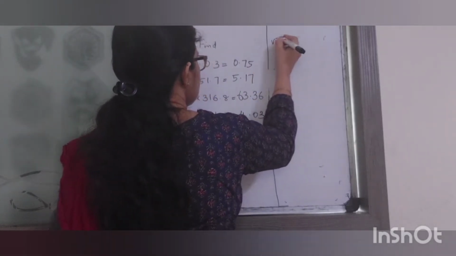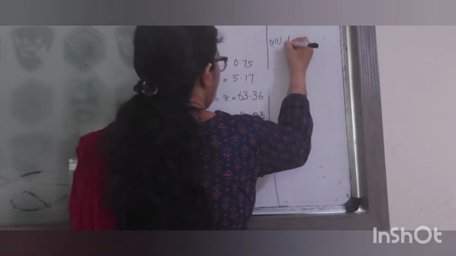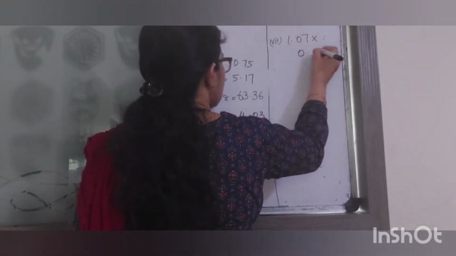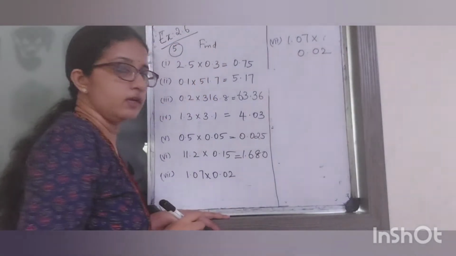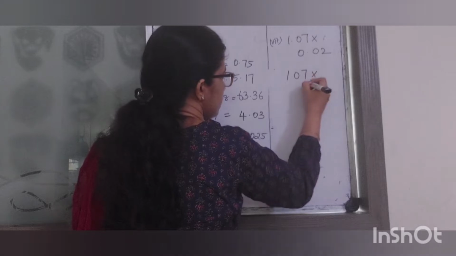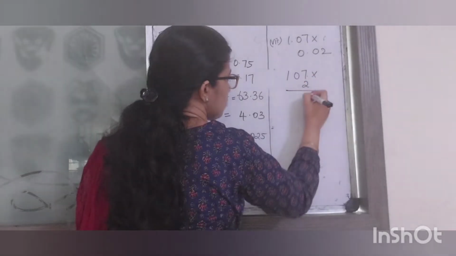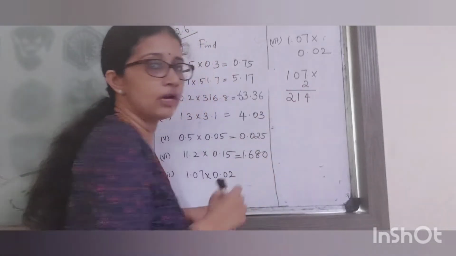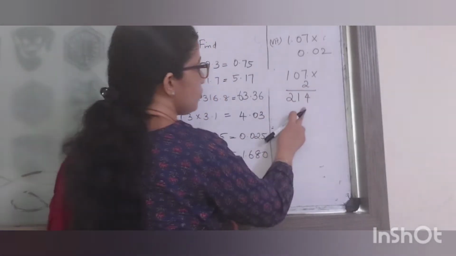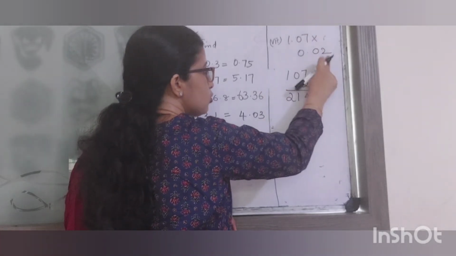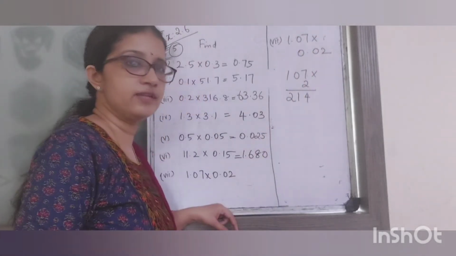Now let's take the seventh question. Seventh question is 1.07 into 0.02. Okay. So if we ignore the decimal point, 107 into 2. 7 2s are 14, 1, 2, 2, 1, 4. Here where should we put the decimal point? Here 2 digits are there to the right hand side. Here also 2 digits are there to the right hand side of the decimal point.